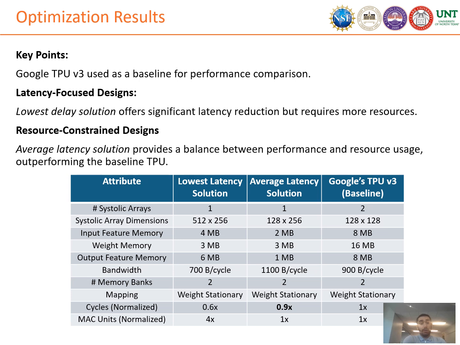We used Google TPU version 3 as a baseline for performance comparison, and we tried a couple of different recipes and designs to get the best architecture. In the table, we show that the lowest delay solution offers significant latency reduction, but of course, it requires more resources. However, the average latency solution provides a balance between performance and resource usage, so that it can outperform the baseline TPU.